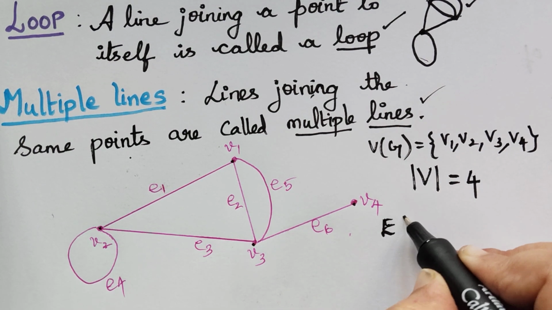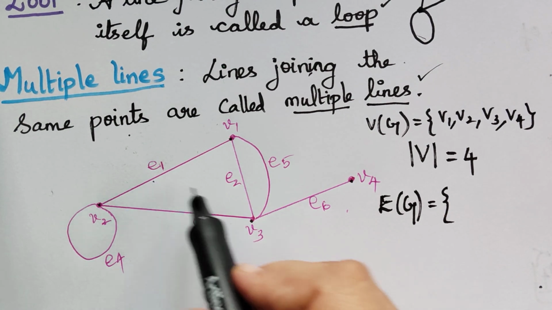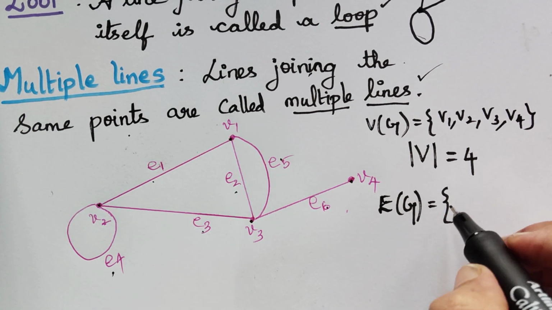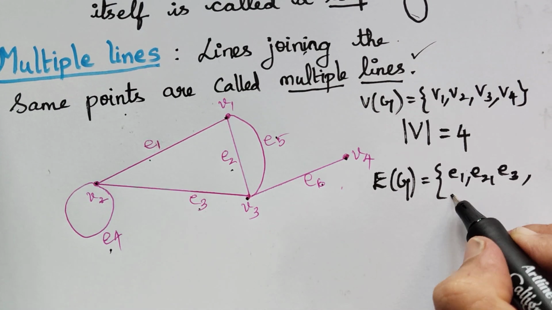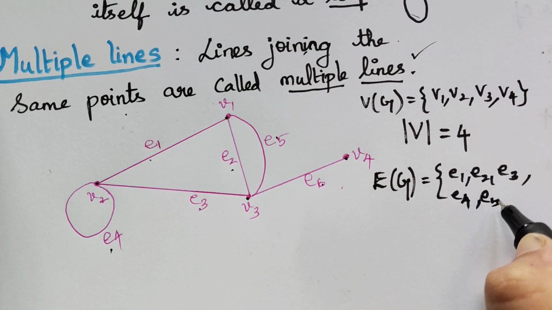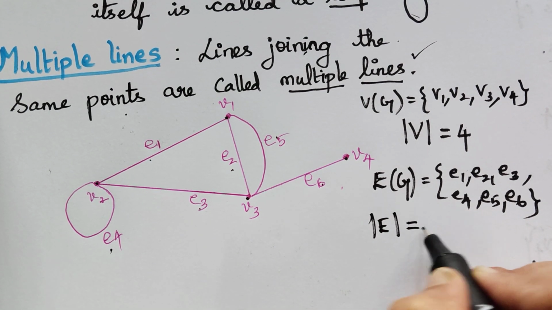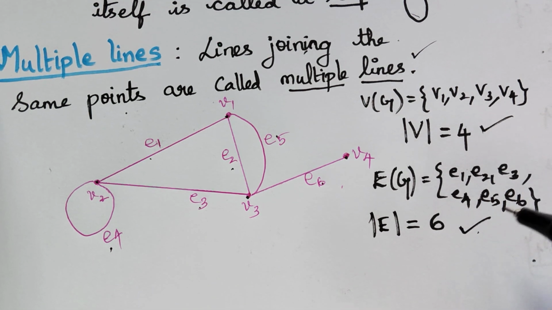And tell me the edge set of this graph. How many edges are there? E1, E2, E3, E4, E5 and E6. So there are 6 edges. So modulus of E will be equal to 6. So these are the cardinalities of the vertex set and the edge set.